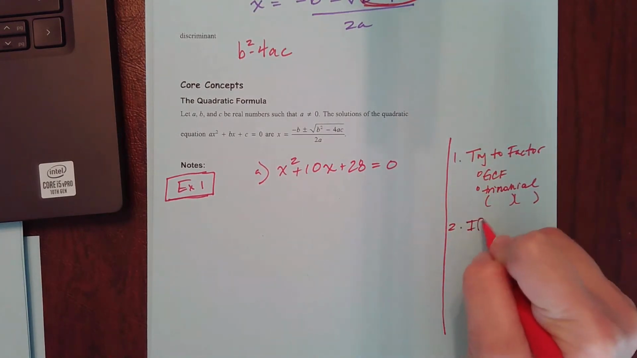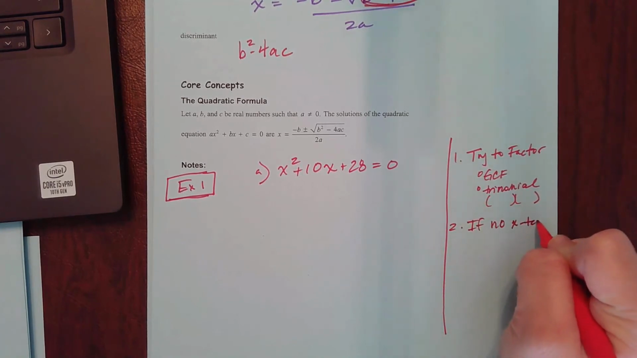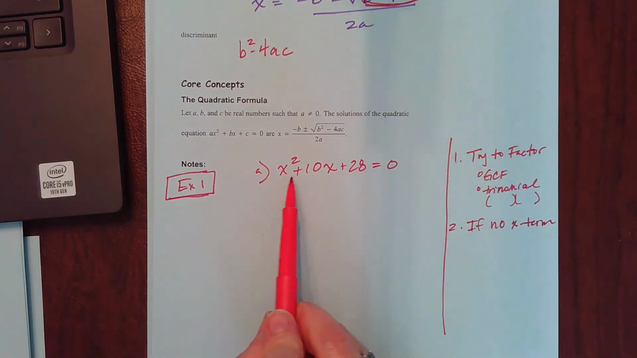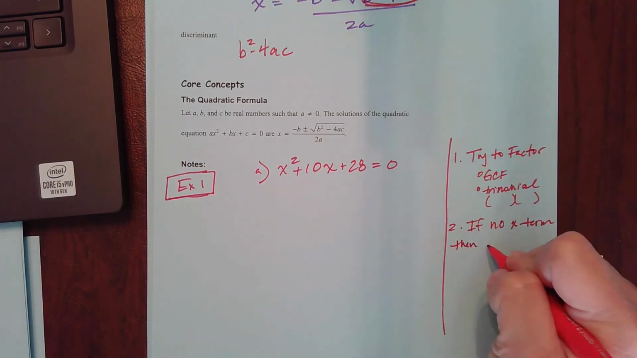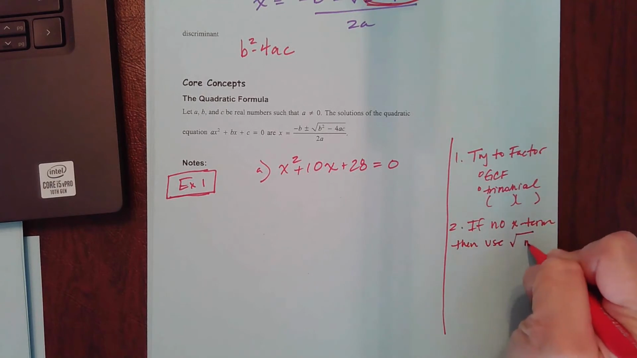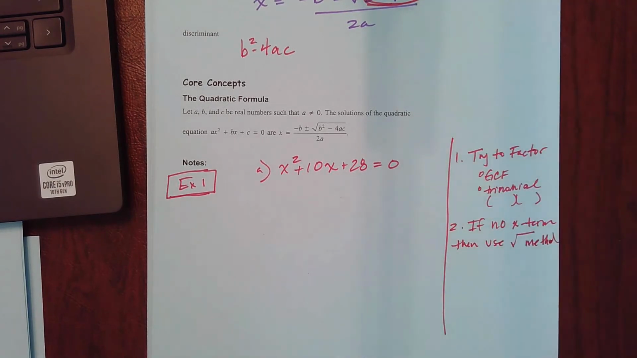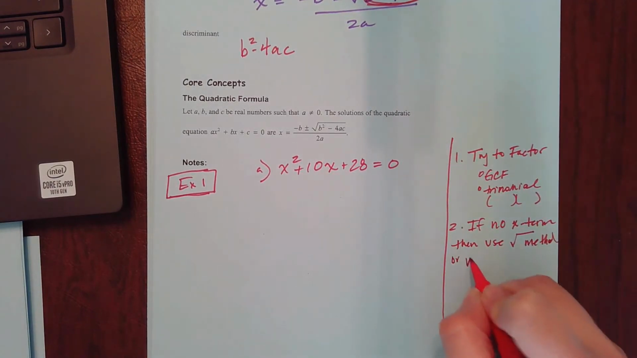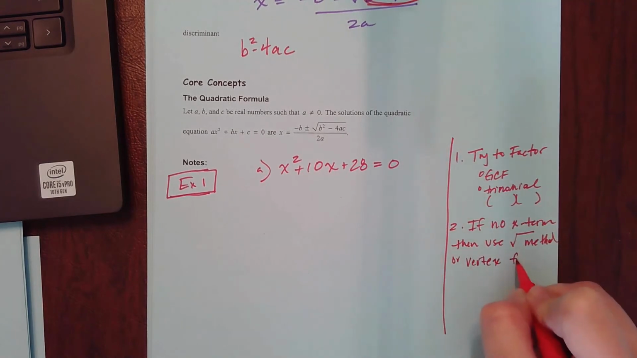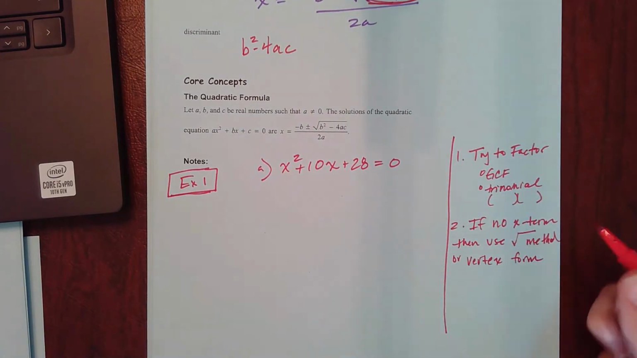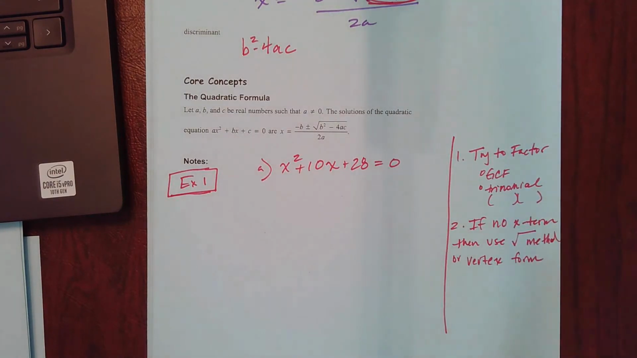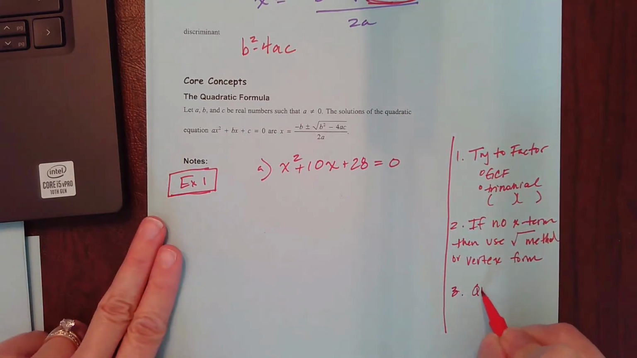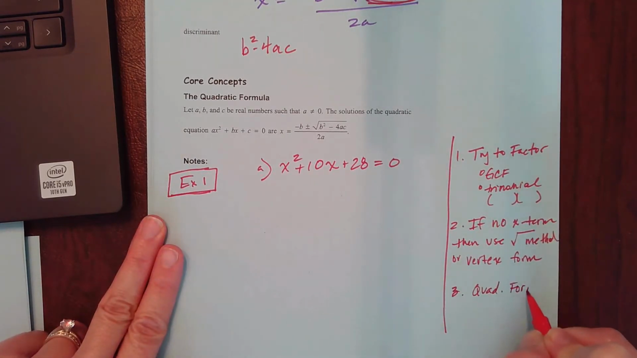Remember, if there's no x term in your problem, so in other words, if it's x squared plus 28, for example, then use the square root method. That will always be your best bet, or if your equation's in vertex form. If you're in vertex form, or if you have no x term in the middle, then you want to use the square root method. And then lastly, if neither of those things work, I always resort to the quadratic formula.